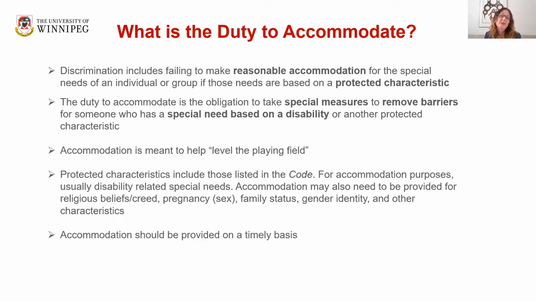It can also come into play with things like gender identity, so using someone's correct gender affirming pronouns or name, as well as other characteristics. So if there's a need that arises from that characteristic, then that is potentially something that has to be accommodated. And accommodations should be provided on a timely basis. So there shouldn't be any undue delay in providing the accommodation.